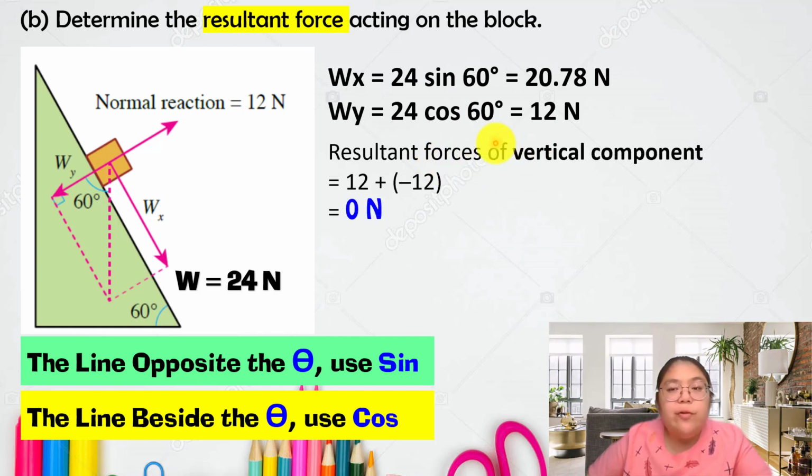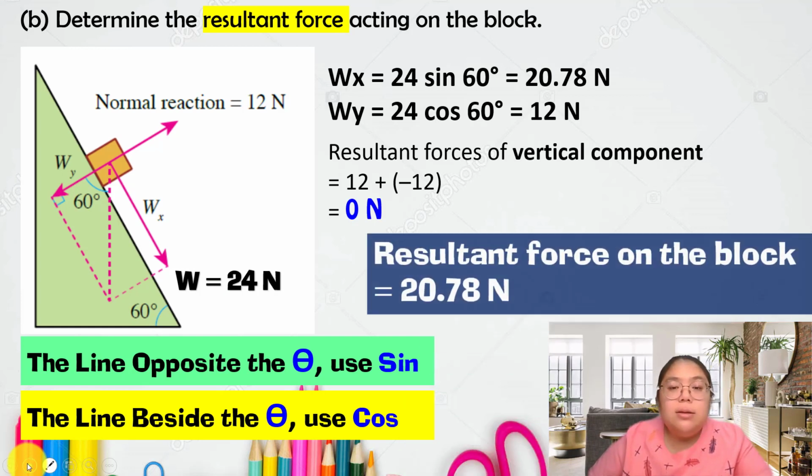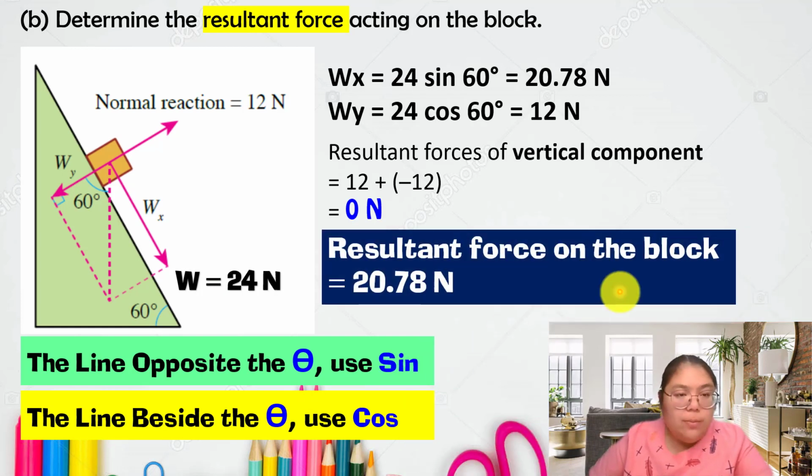Okay, the resultant force for the vertical component is 0. Agree or not? Because the normal reaction is up, then your weight goes down, so it should be negative. So 12 plus negative 12, I get 0 Newton. So we don't have any vertical force anymore. That means we just have the horizontal. Now for the horizontal, we have just one left, there's Wx. So that means the resultant force on the block is just Wx, which is 20.78 Newton.